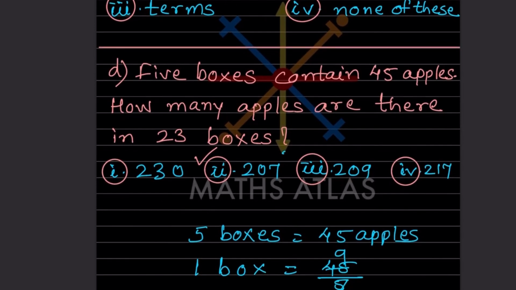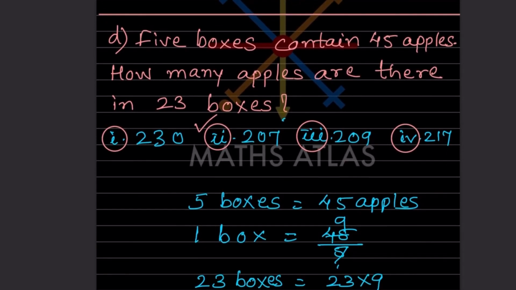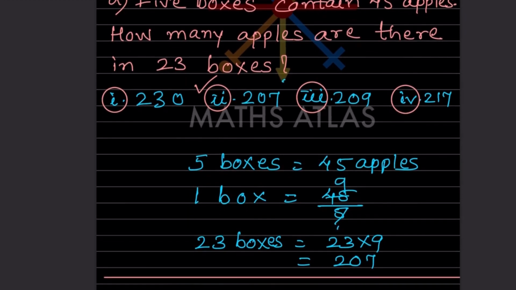Now the next one says that 5 boxes contain 45 apples. How many apples are there in 23 boxes? So see here, 5 boxes I wrote here. Contain 45 apples means is equal to 45 apples. And instead of finding directly for 23, first let us find for one box. So one box will be how much? 45 divided by 5, and that is going to be 9. Now look at 23 boxes. 1 box is 9, so 23 is going to be 23 multiplied by 9. That is going to be 207. So this is the correct option.